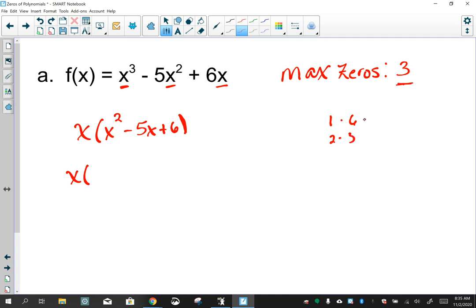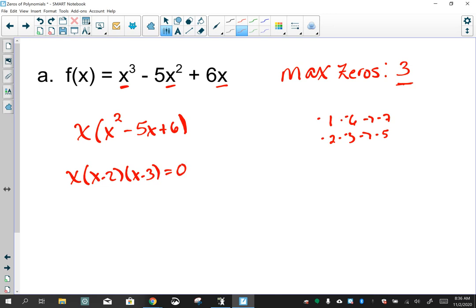I need them to add together to give me a negative 5. If they're going to add to a negative 5, that means these numbers have to both be negative. So this is going to be x minus 2 and x minus 3. Because negative 2 times negative 3 gives me a positive 6, which is good, and negative 2 plus negative 3 gives me a negative 5, which is what's sitting right here.